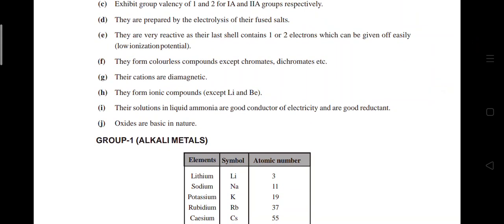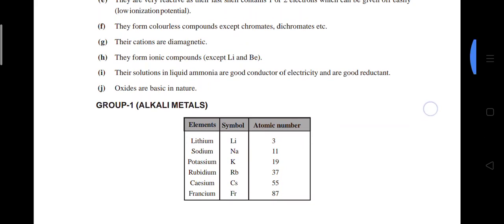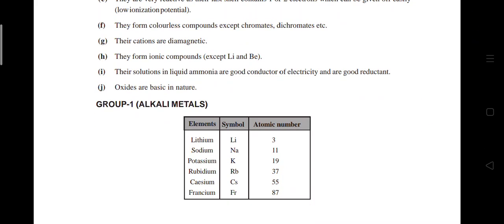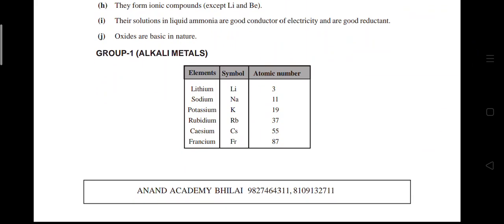They form colorless compounds except chromates and dichromates. Their cations are diamagnetic. They form ionic compounds except lithium and beryllium. Their solutions in liquid ammonia are good conductors of electricity and are good reductants. Oxides are basic in nature. Group 1, alkali metals. The elements in group 1 are lithium, sodium, potassium, rubidium, cesium, and francium.